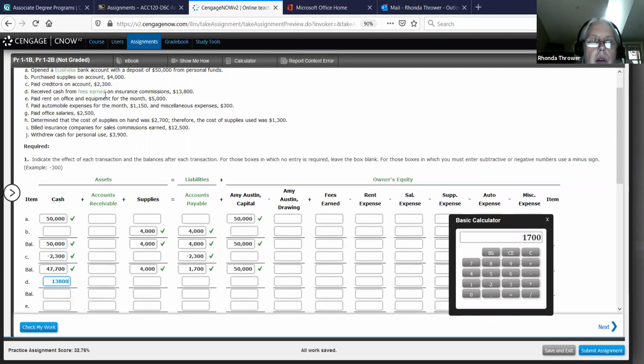Fees earned is our revenue account. Revenue will increase our owner's equity. So I'm going to go to the owner's equity side. I'm going to look for revenue. The only revenue account I have is fees earned. And I'm going to go all the way down to where it's on transaction D, and I'm going to place $13,800 there. And what this means is, since this was an insurance business, that they have performed a service, they've earned some commissions, and that's revenue to this company. Check your work.